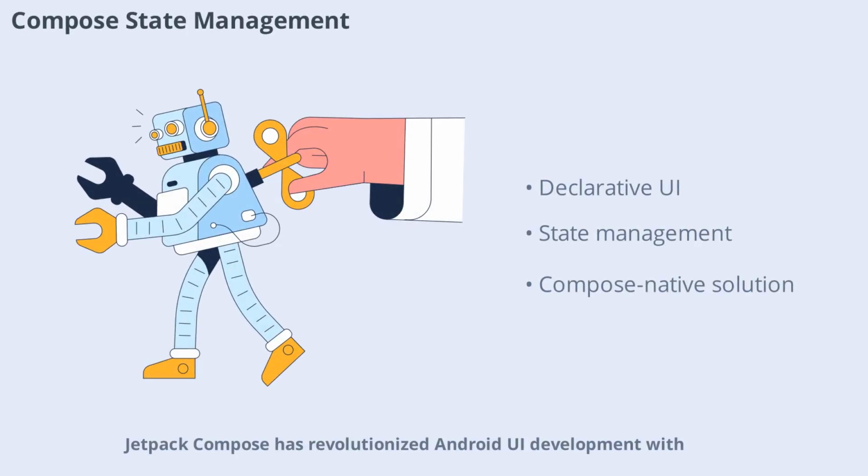Jetpack Compose has revolutionized Android UI development with its declarative approach and robust state management tools. Traditionally, developers have relied on rememberSaveable and ViewModel to preserve state across recompositions and configuration changes. Each method has its own trade-offs, especially when dealing with large objects or complex subscriptions. The Retain API aims to bridge these gaps, offering a Compose-native solution that keeps state alive during transient destruction scenarios, all within the composable world.